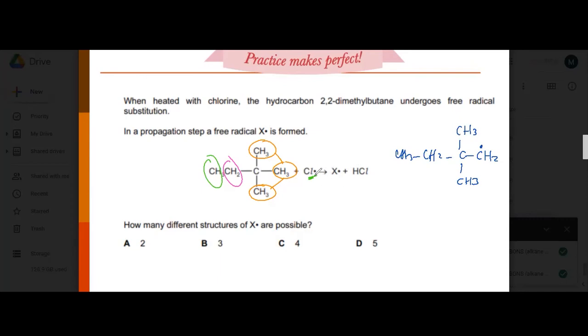And then how about if Cl attacks the hydrogen at the pink condition? This will produce a CH2 free radical here, CH3, CH3, CH3. One more, the green condition, CH2 free radical: CH2, C, CH3, CH3, CH3. So once again, since it has three different hydrogen environments, three possibilities of X free radical will be formed.